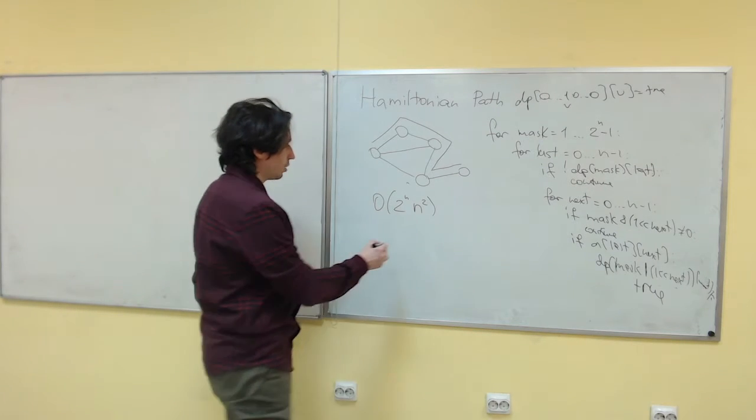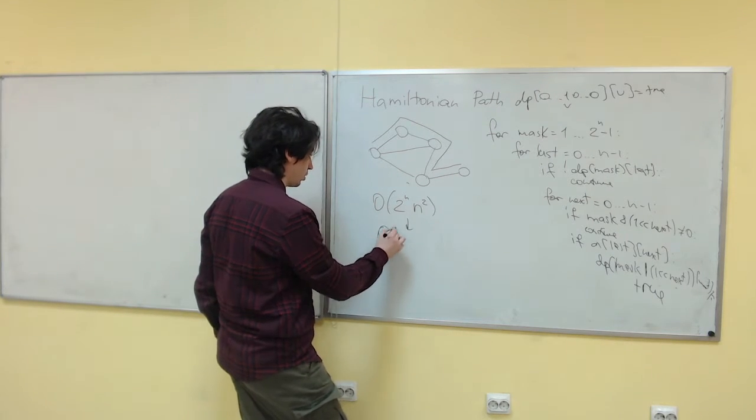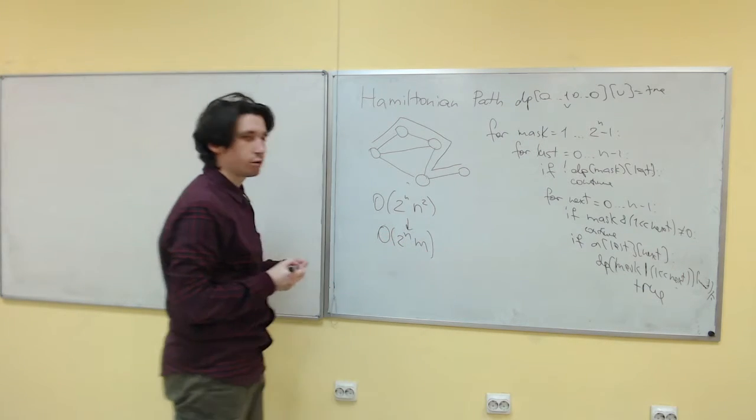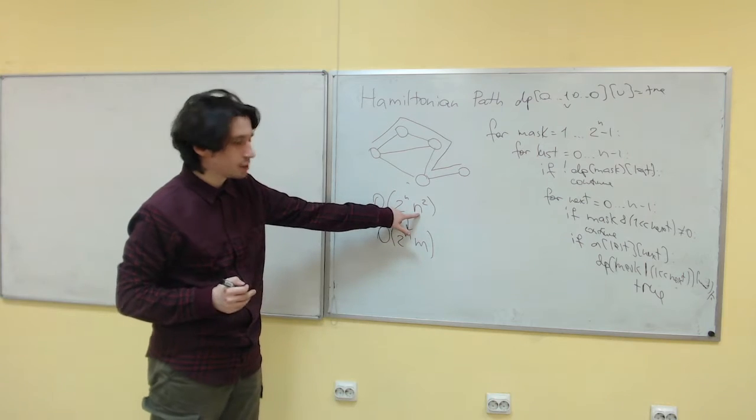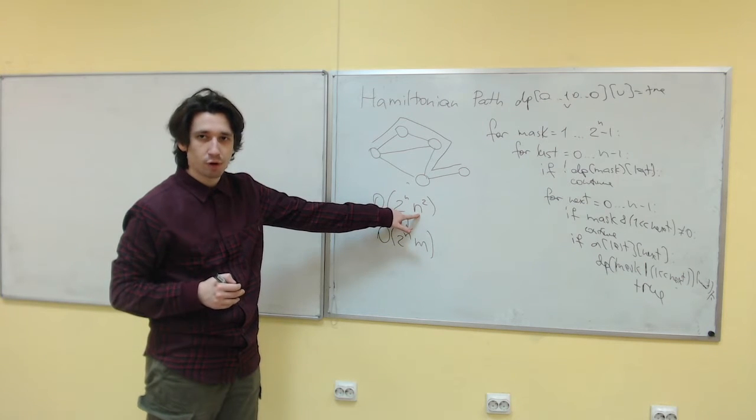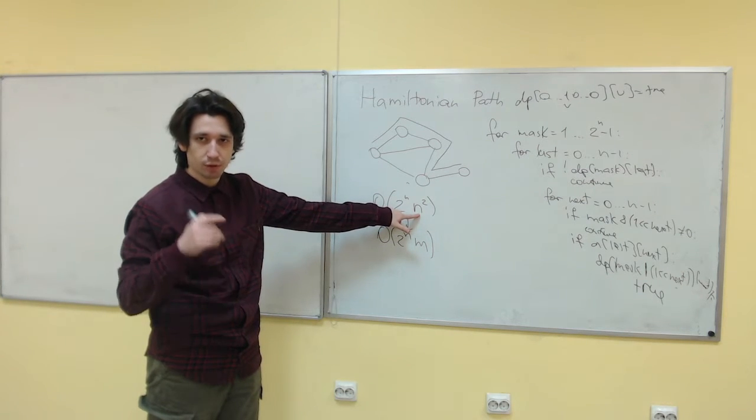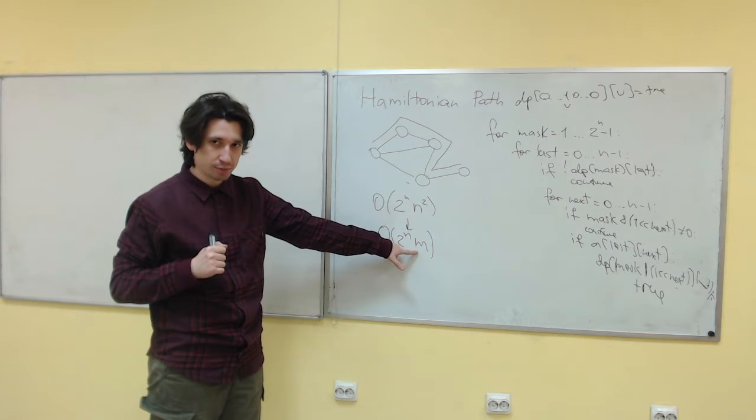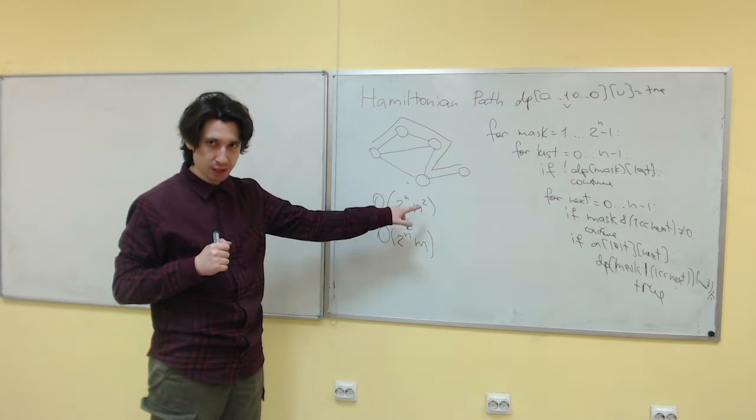Do you have an idea on how to change the complexity to this one, where here it is n squared, the number of vertices, times 2 to the power of n, and here it is the number of edges? Is it clear how to change the algorithm in order to have m here instead of n squared?